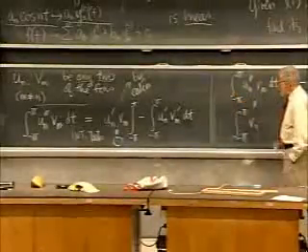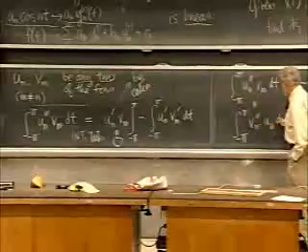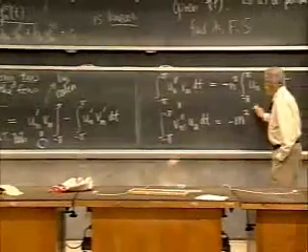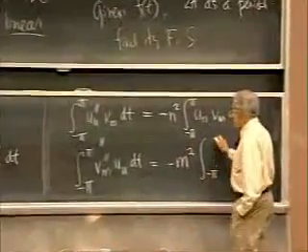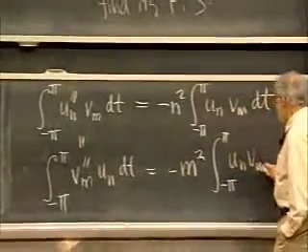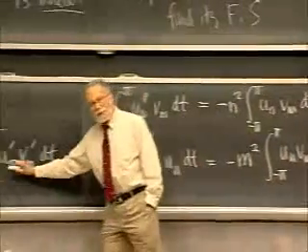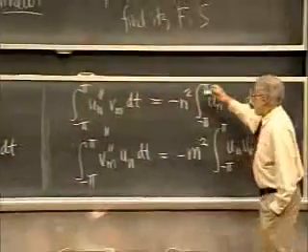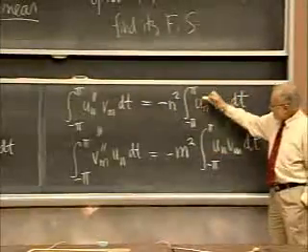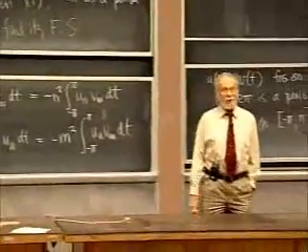I'm just saying the symmetry a different way. What I would have gotten if I had done this calculation. And that turns out to be minus m squared times the integral from minus pi to pi of un vm dt. So these two are equal because they're both equal to this. This is equal to that. This equals that. Therefore, how can this equal that unless the integral is 0?